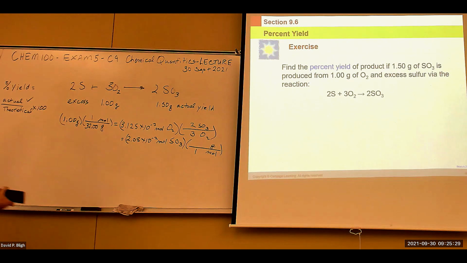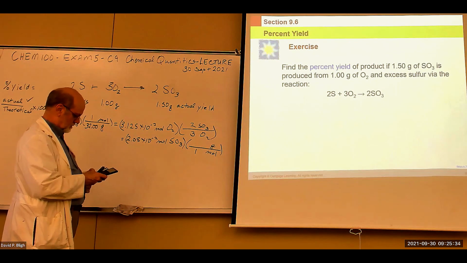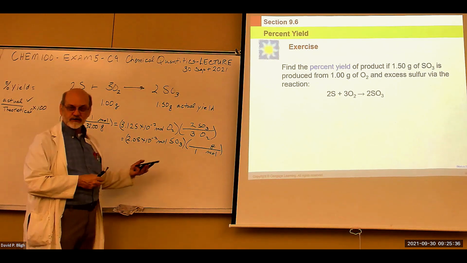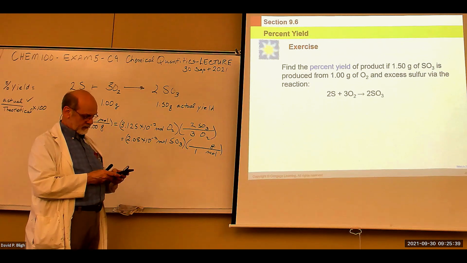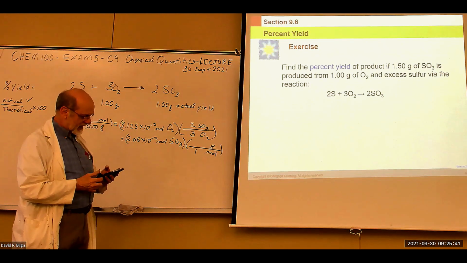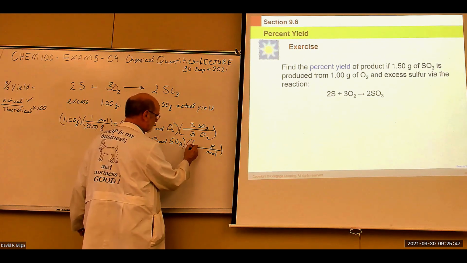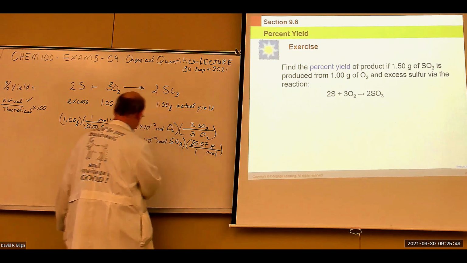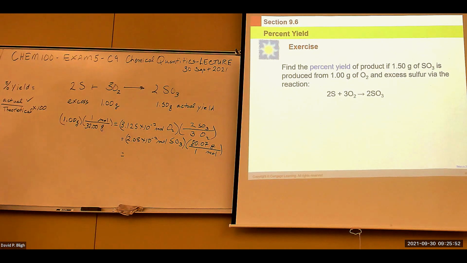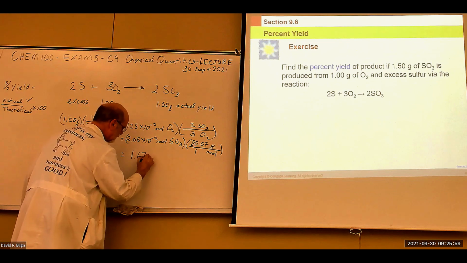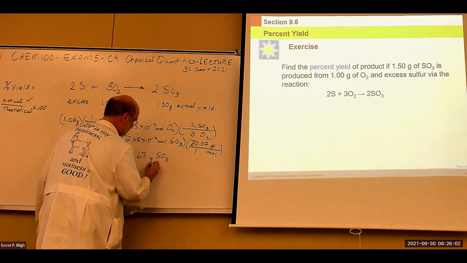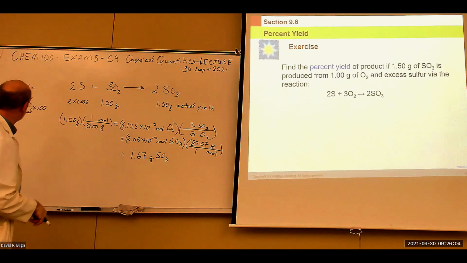Mass of sulfur is what? 32.07. And then 3 oxygens, 3 times 16 is 48. So that's 80.07. Times that value, and I get 1.67 grams SO3. That's the theoretical amount.